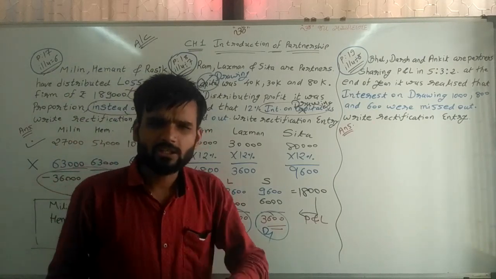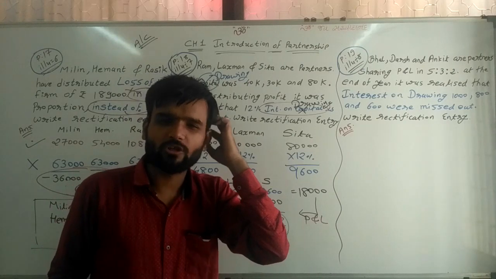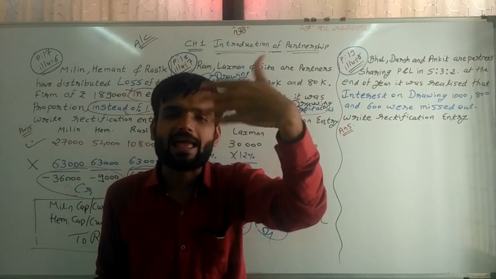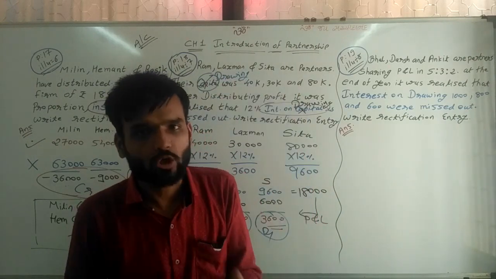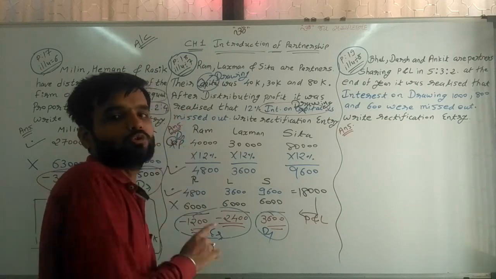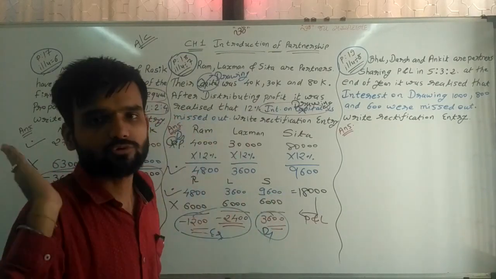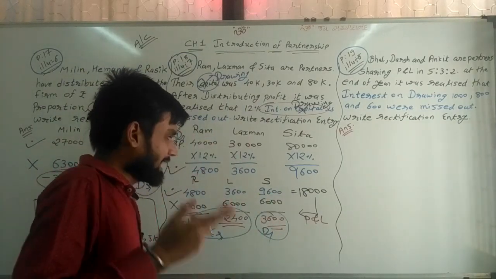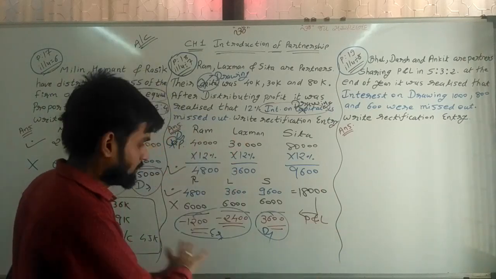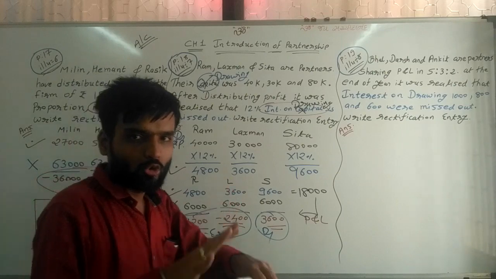Now maybe you have a question, sir. Capital account we know, but what is current account? That we will discuss in next chapter, not in this chapter. So don't worry about it. Here you need to write capital or current account, because this effect can be given in capital or current. So second sum is also clear.